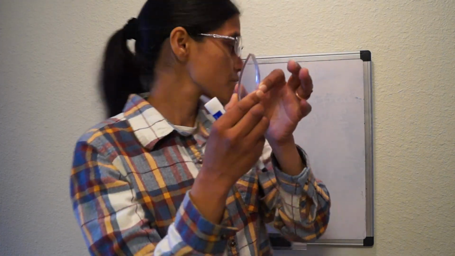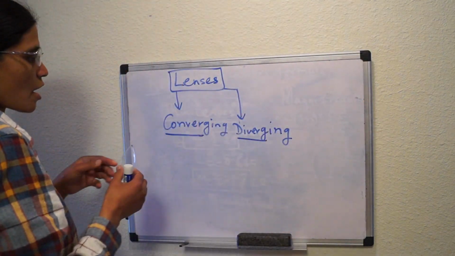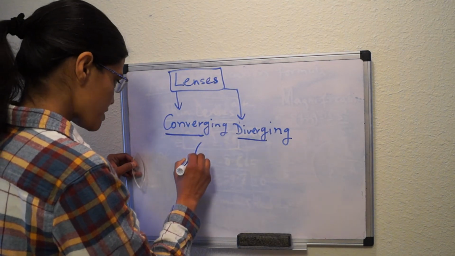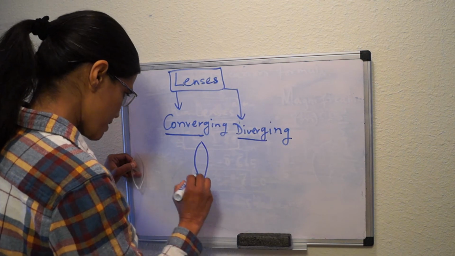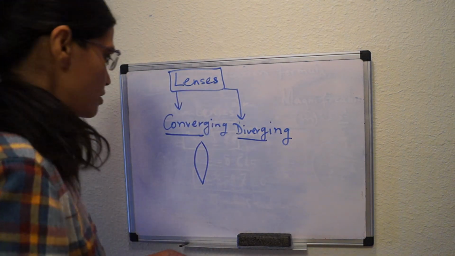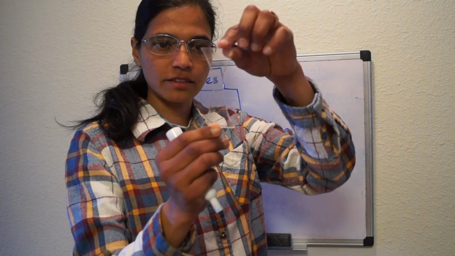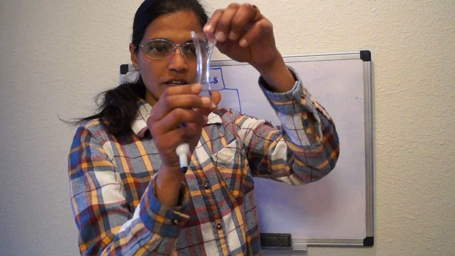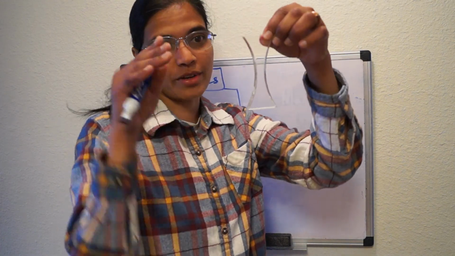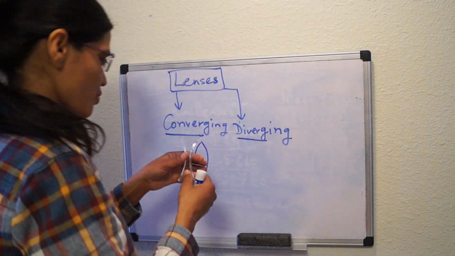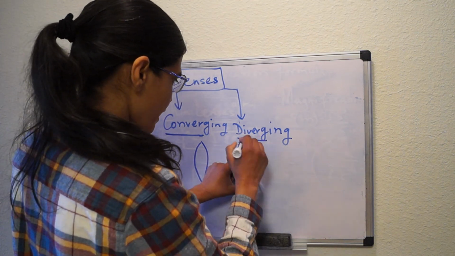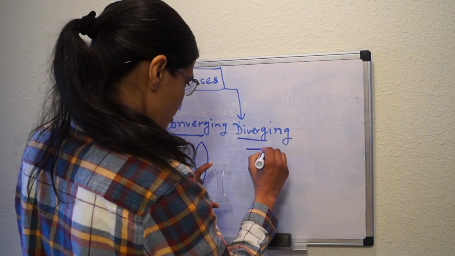If I have to draw this on the board, it is going to be like this. So a converging lens, we draw it like this. Okay, a diverging lens looks like this. It has this kind of cave. If I were to draw this here, it's going to look like this, right?